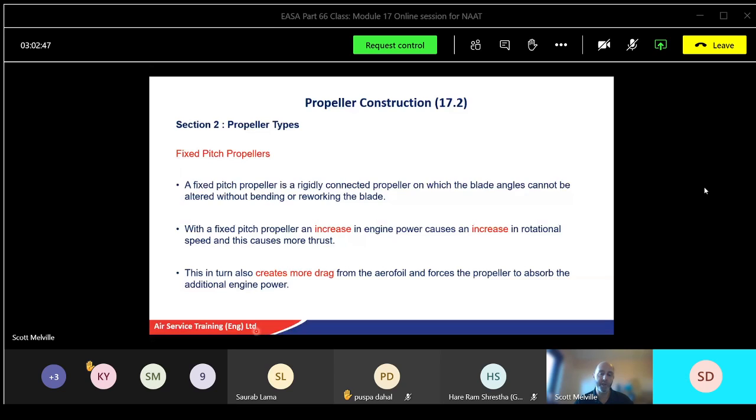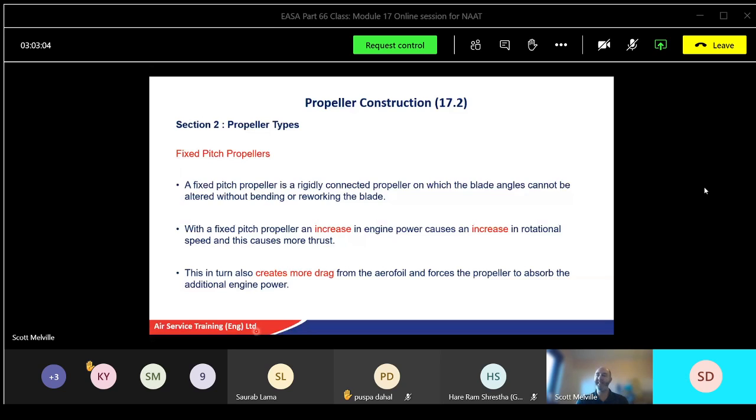But remember the four forces acting on the aircraft: the thrust, lift, weight, and drag. And then the propeller, thrust and drag. Drag is always fighting against thrust. More thrust means we induce more drag, unfortunately. And the force in the propeller absorbs the additional extra power.